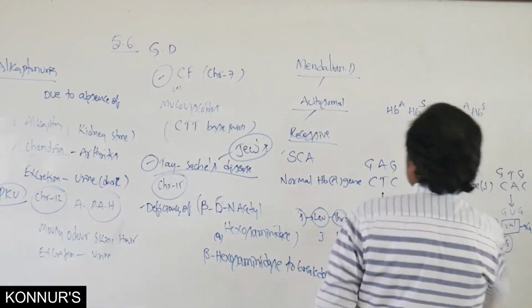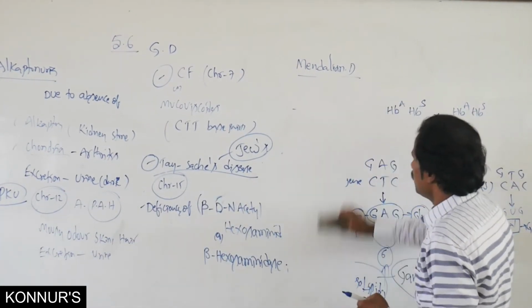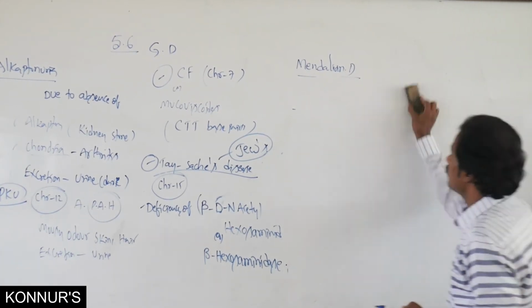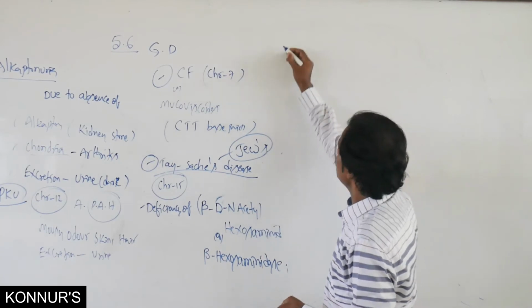Then, what is meant by thalassemia? One more type of autosomal recessive disorder: thalassemia.